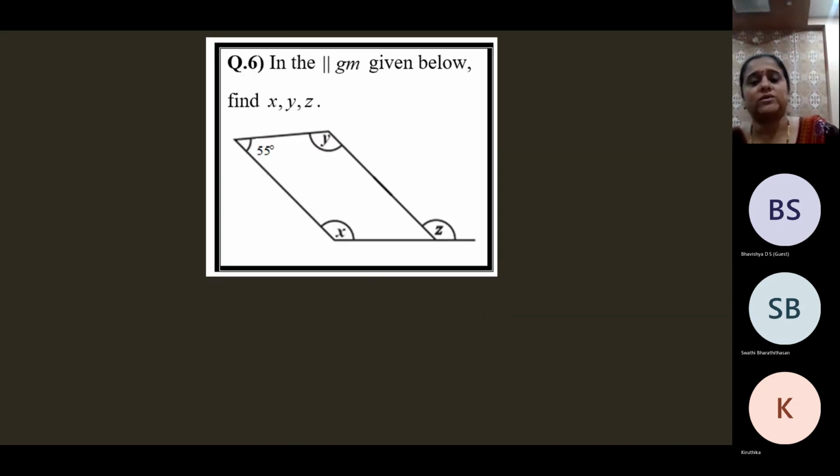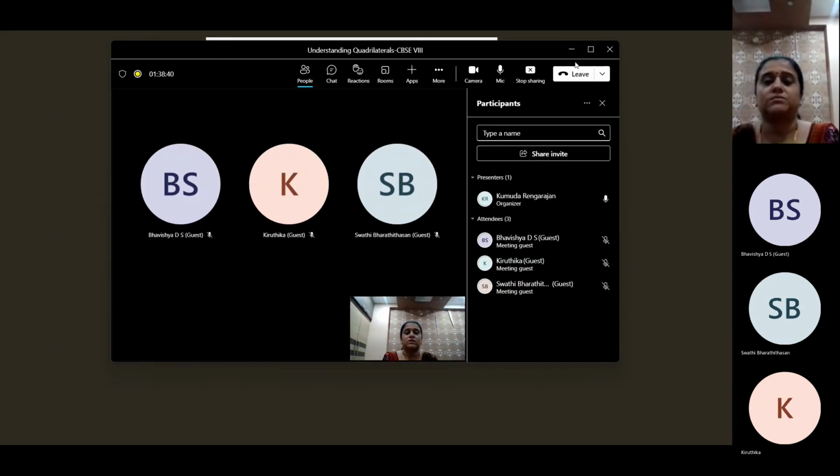All right. Next one. In the parallelogram given below, find X, Y, and Z. So children, Kritika, how much is X? Are you there, Kritika?